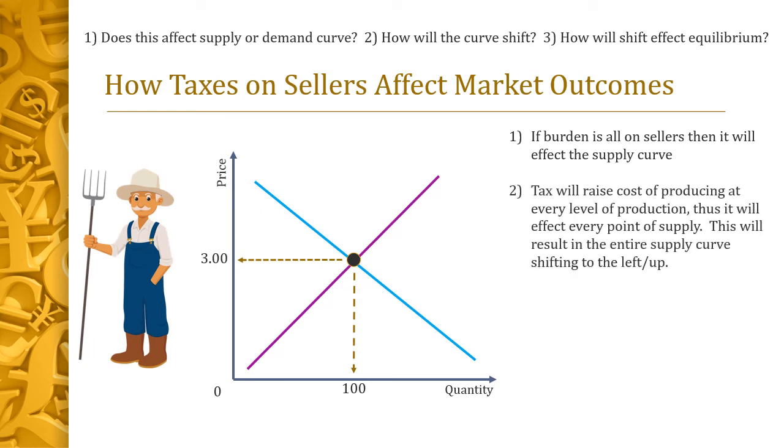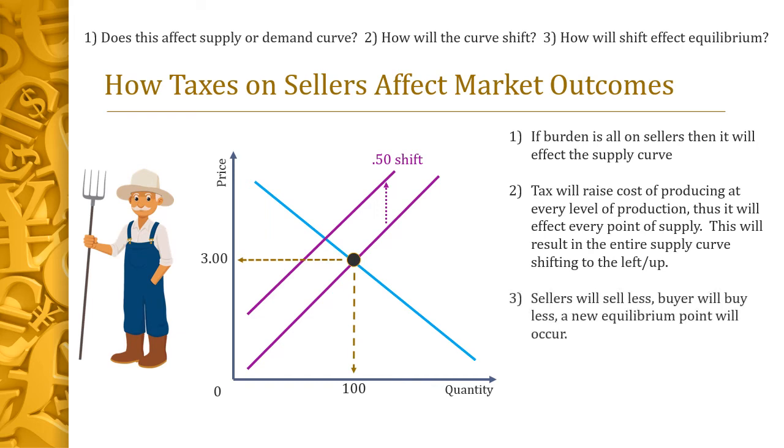Well, the taxes are going to raise his production costs. And the important thing to understand is that it's going to raise at every level. It won't matter if he's selling 1 pound of potatoes or he's selling 1,000 pounds of potatoes. It's going to affect at every point. As such, we're going to see basically an upward shift or a left shift in the supply he's willing to do by 50 cents. Now, this means that there's going to be a new equilibrium point between demand and supply.